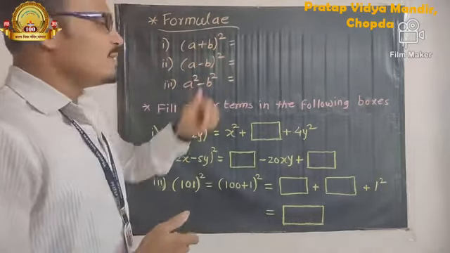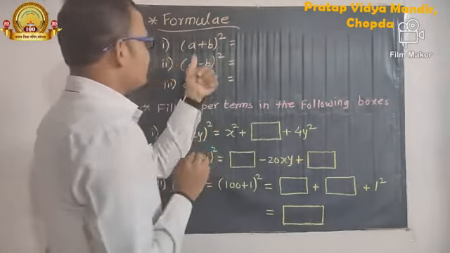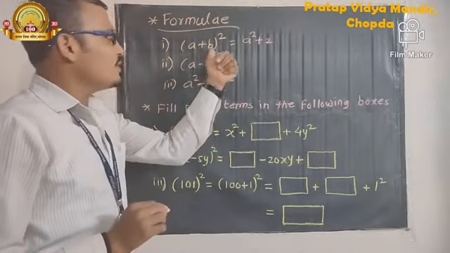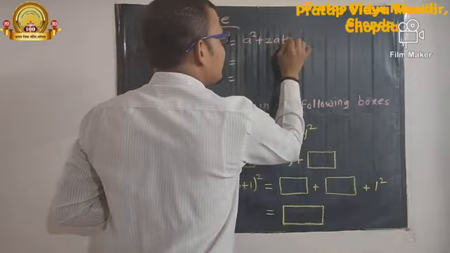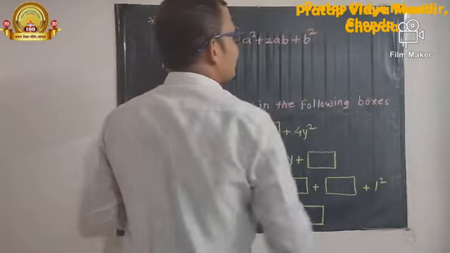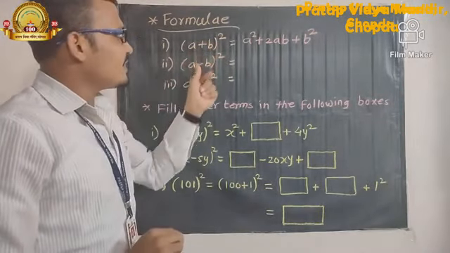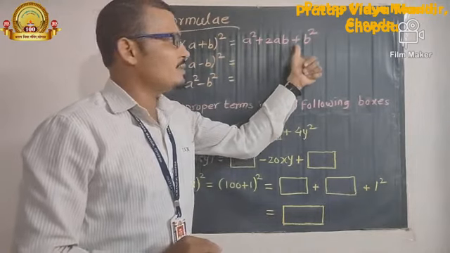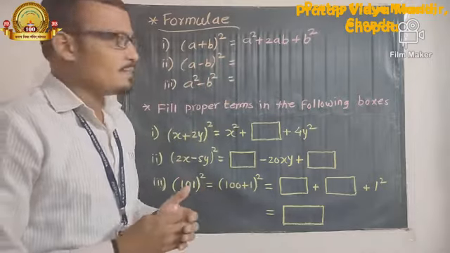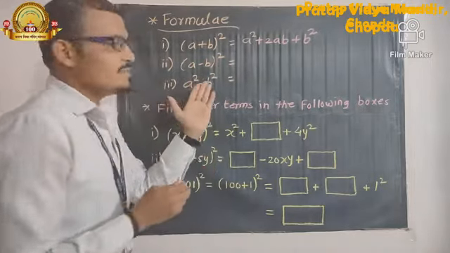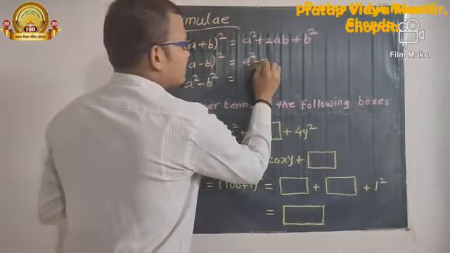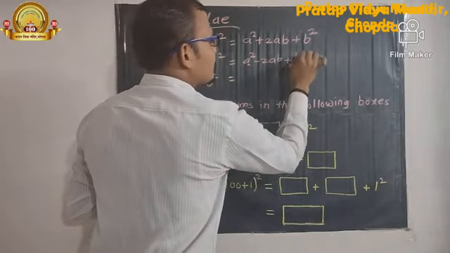We know that (a + b)² is nothing but the square of the first term, that is a², plus 2 into the first term into the second term, that is 2ab, plus the square of the last term or second term, that is b². So the formula of (a + b)² is a² + 2ab + b². Similarly, our second formula is (a - b)². We know that (a - b)² is nothing but a² - 2ab + b².